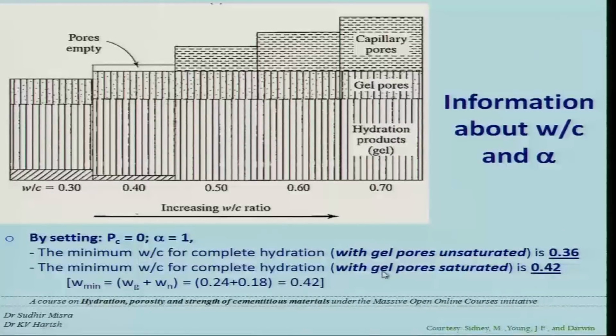So the bottom line in this explanation is that if you want complete hydration, then it is achievable under two conditions. One is unsaturated, the other one is saturated, and approximately between a water to cement ratio of 0.36 to 0.42. Remember, all the derivations that were obtained by Pore are only theoretical. In practical case, this could be different and it could be substantially different.